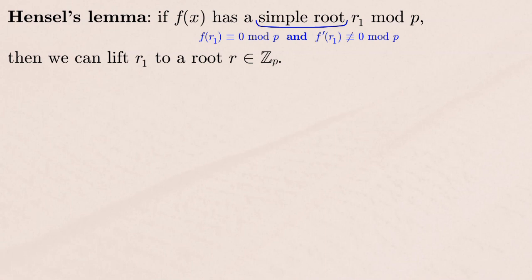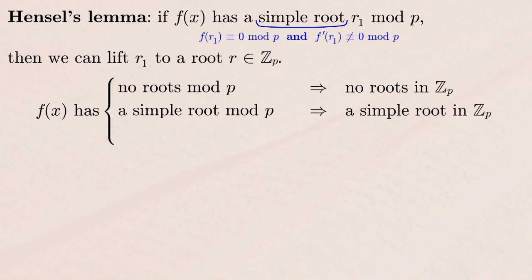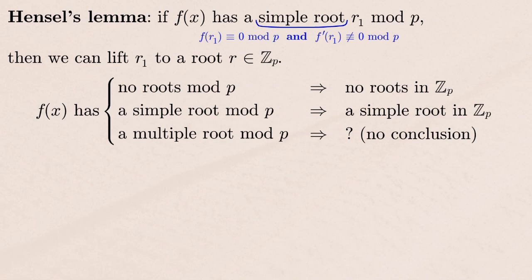Earlier we asked which numbers are p-adic integers, and in practice Hensel's lemma is going to be really useful for working this out. If f of x has no roots mod p, then of course it has no roots in Zp. And Hensel's lemma tells us a partial converse to this, which is that if f of x has a simple root mod p, then it has a simple root in Zp. There is also a third case here, when f of x has a multiple root mod p, but for now we'll just say that we don't have enough information to draw a conclusion.